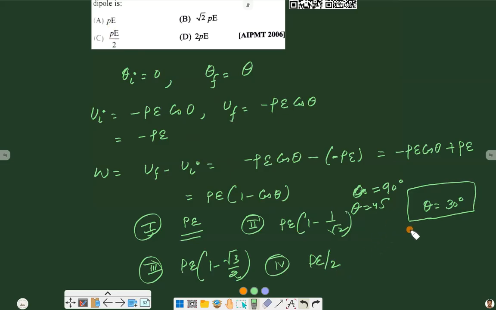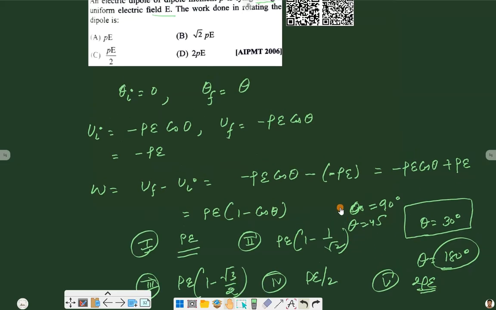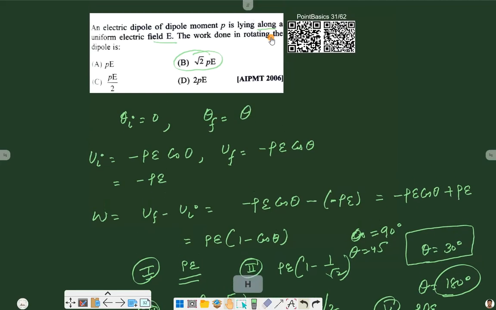And there is one more case, theta is equal to 180 degrees. Now cos 180 is minus 1. In that scenario the energy will be 1 minus minus 1, so 2 PE. So depending upon the angle, the answer will change, and from all that we have covered, it does not seem that option B will be the right answer. A, C, D can be the right answer depending upon the angle, because the angle is not mentioned here. Some type of typo might be there.